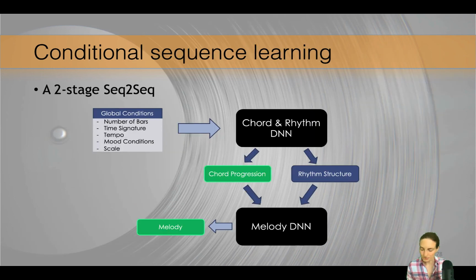So what we do first, we have two stages. We generate the chords and their rhythm first, conditioning based on some of these parameters. And interestingly, the mood, I think, is the most important one, so it can be used in, let's say, a video or a game context. And based on these chords, we then generate the melody.